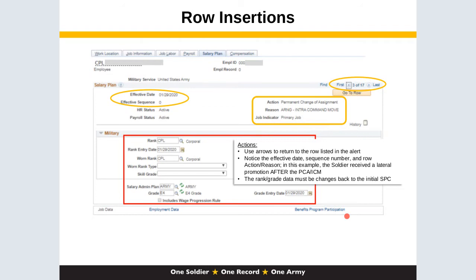So the assignment ID number is automatically created within the ACTS module. When you create an assignment, it just gives it an assigned number, and that number just stays with that particular soldier's assignment for tracking purposes.